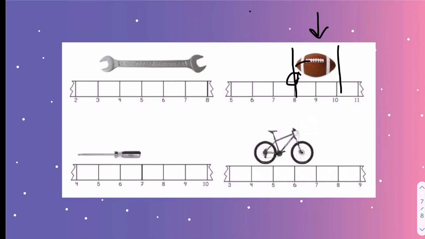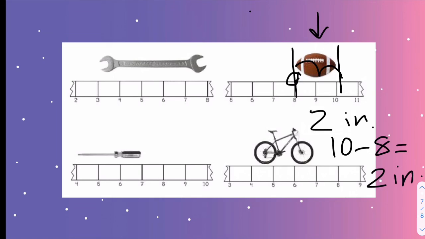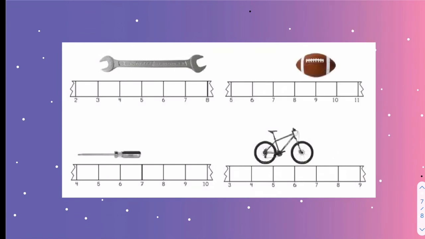And you can do hops. You can do our bunny hops on your number line to say, okay, 1, 2. So this would be 2 inches. You guys probably already figured out 10 minus 8 is also equal to 2 inches. And you can turn this into 0, this into 1, and this into 2, and you get the same answer. So you all can pause the screen if you would like to do the other, the screwdriver and the bicycle, and I will give you the answer.